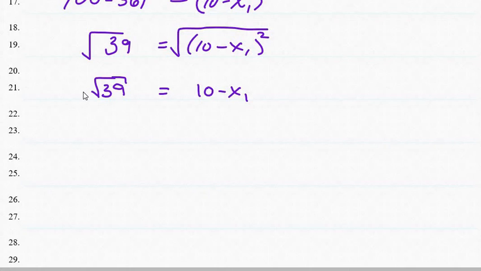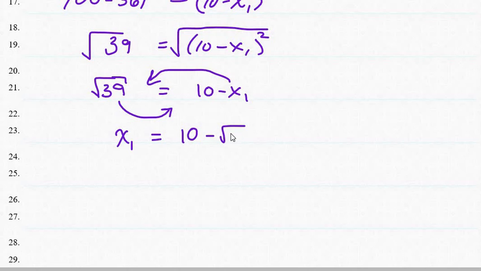Now, usually when we square root both sides, we'll write a plus or a minus here. And I guess we'll get to that here in a second. Let's go ahead and add x1 to both sides and switch places with these two. So this becomes x1 is equal to 10 minus the square root of 39.